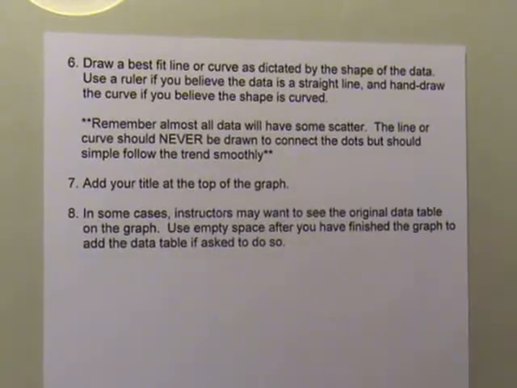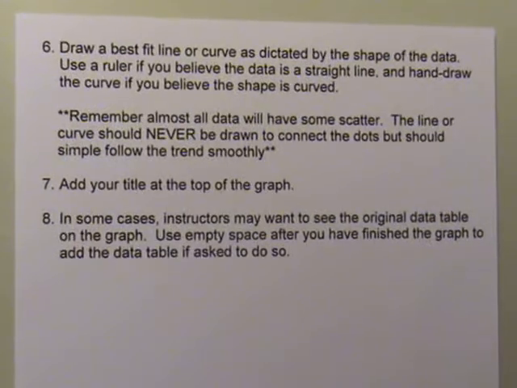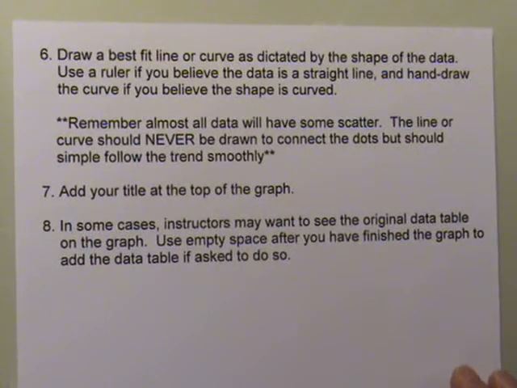as the data dictates. So if the data appears to be straight, then you draw a straight line using a ruler. And if the data appears to have a curve, and the curve might be subtle, but if it has a curve, then you're going to have to hand draw a smooth curve. The most important thing about drawing the best fit line is that you never ever connect the points. Okay, the data has scatter.